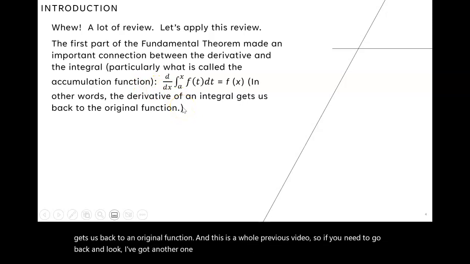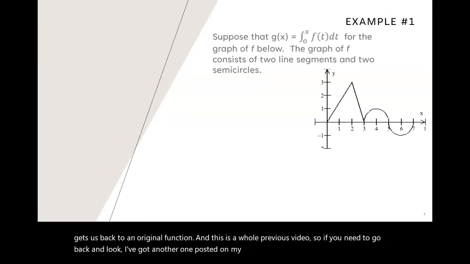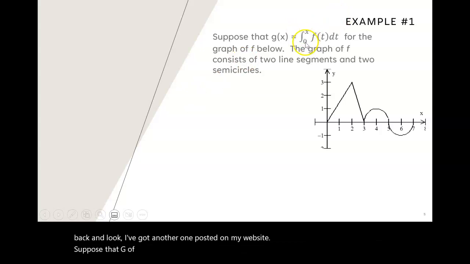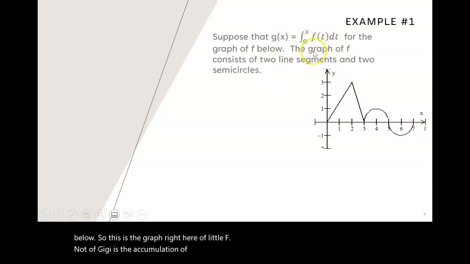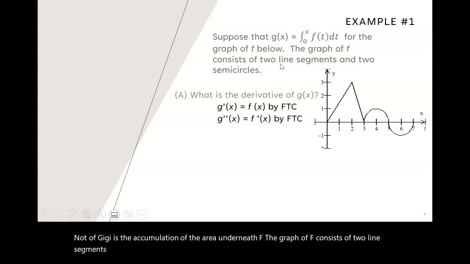posted on my website. So suppose that g of x is equal to the integral from 0 to x of f of t dt for the graph of little f below. So this is the graph right here of little f, not of g. g is the accumulation of the area underneath f. The graph of f consists of two line segments and two semicircles.